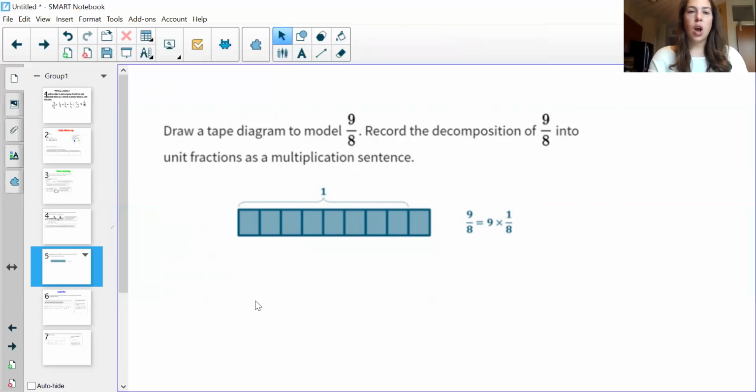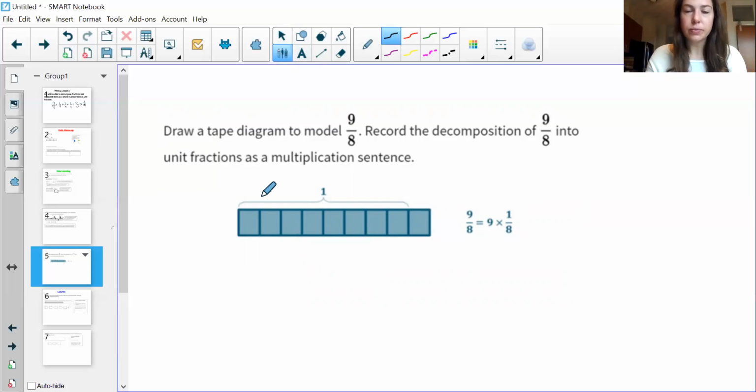All right, let's look at the last one before we try a Let's Try. So it says, draw a tape diagram to model 9/8. Record the decomposition of 9/8 into unit fractions as a multiplication sentence. So all it's really saying is draw 9/8 and then write the multiplication sentence. So to draw 9/8, first we need to draw 8/8.